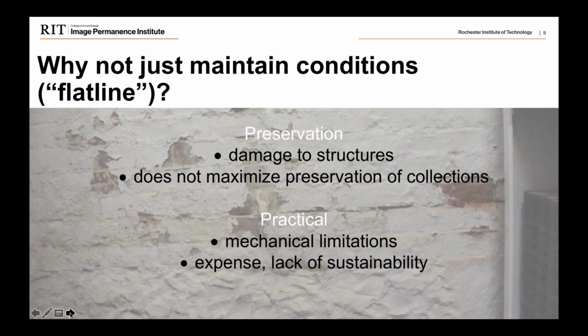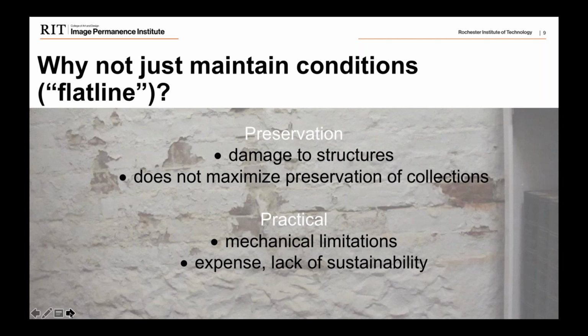In the background of this slide, you'll see a photo of a collection storage space. It's a brick wall, and you can see that throughout the year, they're driving moisture in and out of that brick envelope in response to the different conditions between the inside and the outside of that building. And so you can start to see forms of damage coming onto that wall.